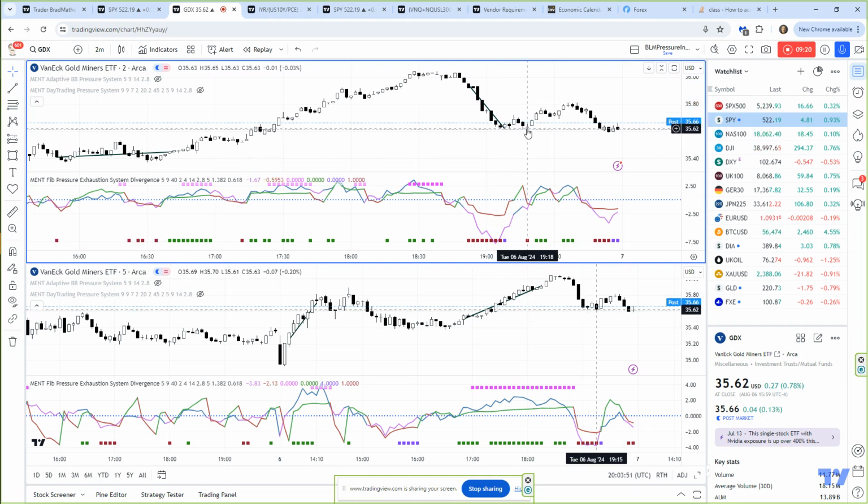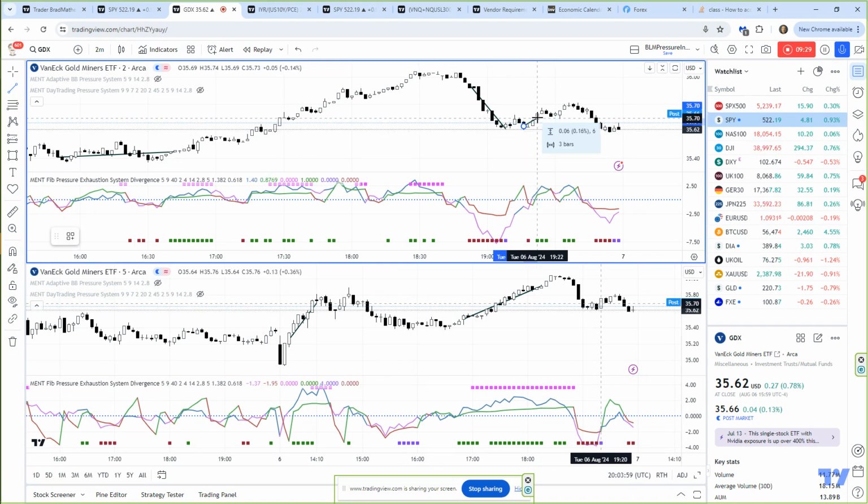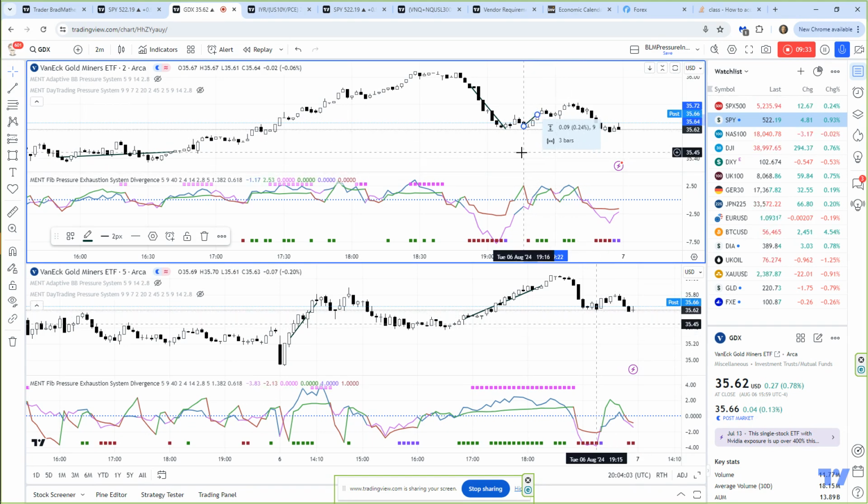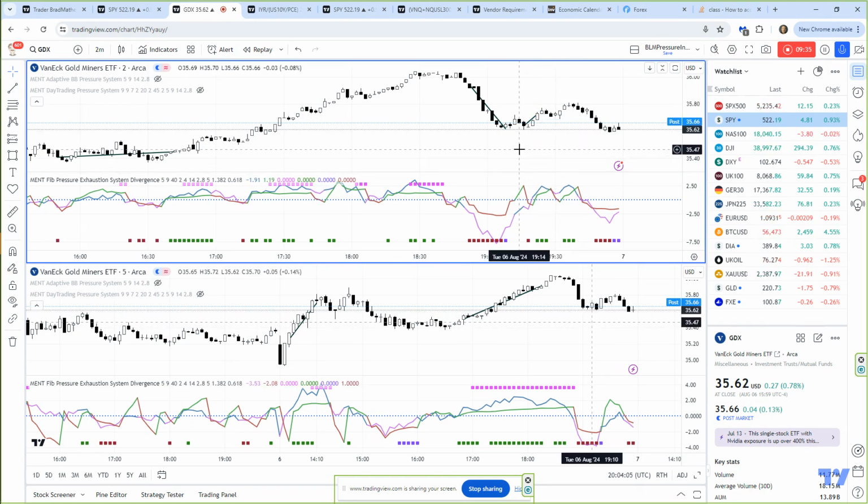Then we get a little bit of a gunslinger here that reverses, turns into a nebulous kind of a trade. That's basically from here to here, minus 24. Of course, you could go ahead and run a stop more effectively probably than this little rotation.